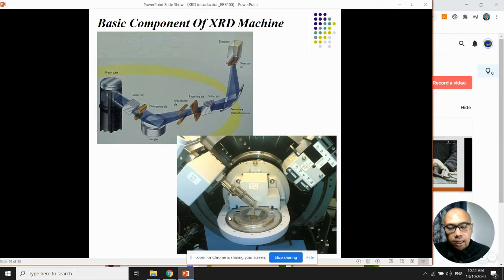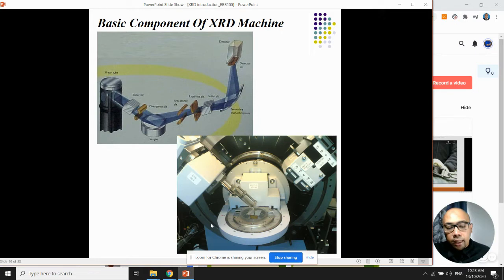For XRD measurement, normally we can measure a few types of specimens. Number one, of course the most common one, is the powder form. Number two, we can use a thin film. Number three, you can use a solid sample. And number four, normally we can use liquid, but for liquid we don't have the sample holder.